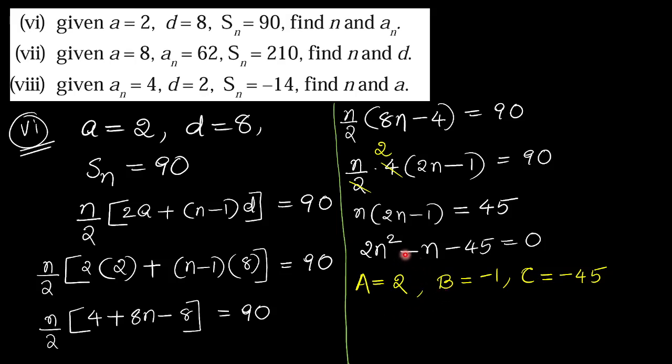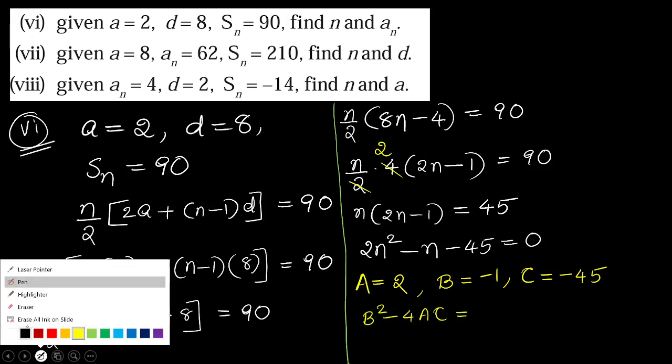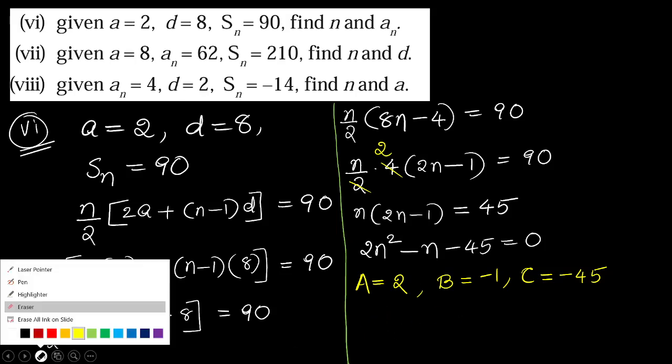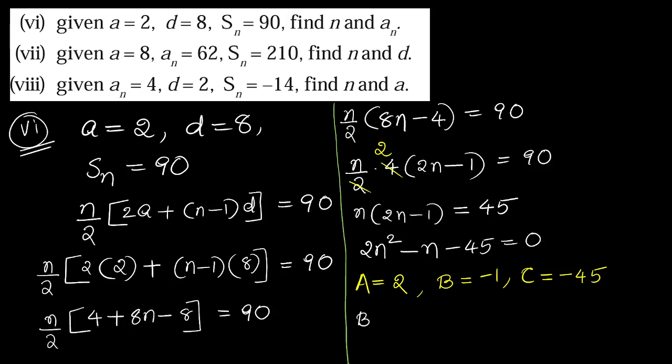So to find n, I am going to use the quadratic formula for solving this. First you have to find out b square minus 4ac for that purpose. Let me find it, one minute. b square minus 4ac. Got the answer. You got the answer. What is the value?